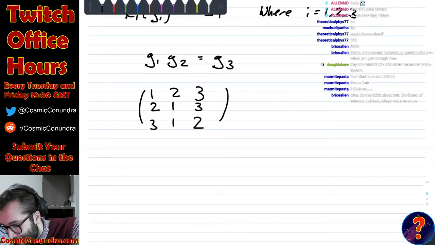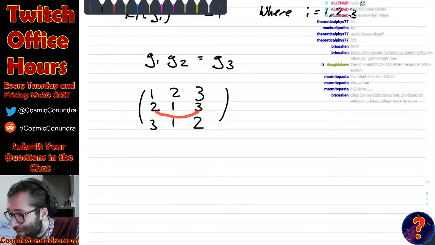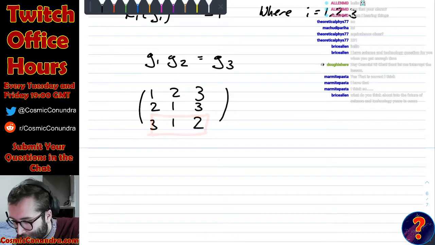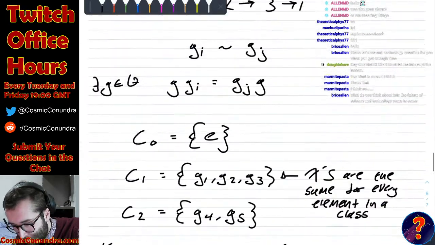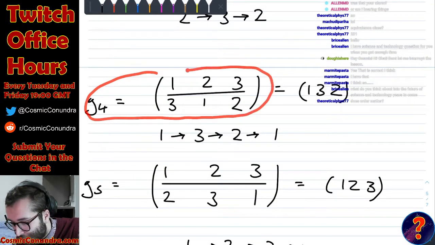So we started off with 1, 2, 3. That was the first one in the normal order. Then G1 is swapping 1 and 2, so there we get 2, 1, 3. And then G2 is swapping 1 and 3 again, so we swap things in position 1 and position 3. So we actually get 3, 1, 2, not 3, 2, 1. And 3, 1, 2 is this element G4.